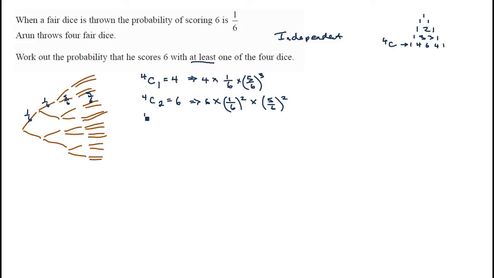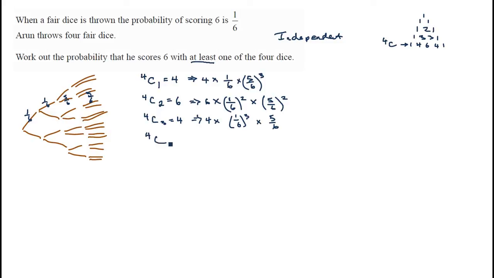It might be that we get 3 sixes, so that would be 4 again. So 4 times 1/6th times 1/6th times 1/6th, so cubed, and then just one fail option, 5/6ths. Okay. And then finally, we might get all 4 of the throws come up as 6. Very unlikely, but could happen.